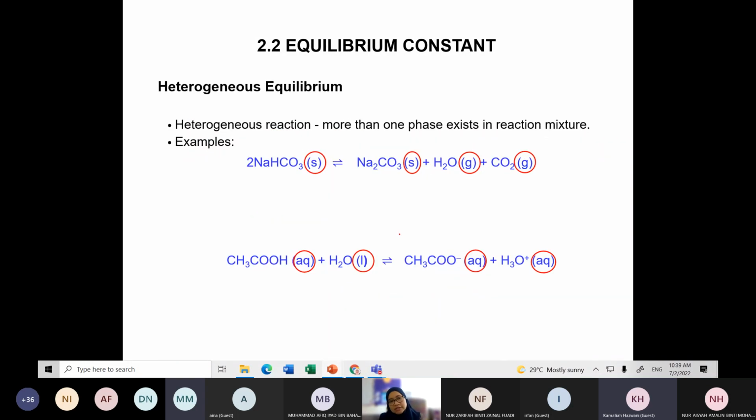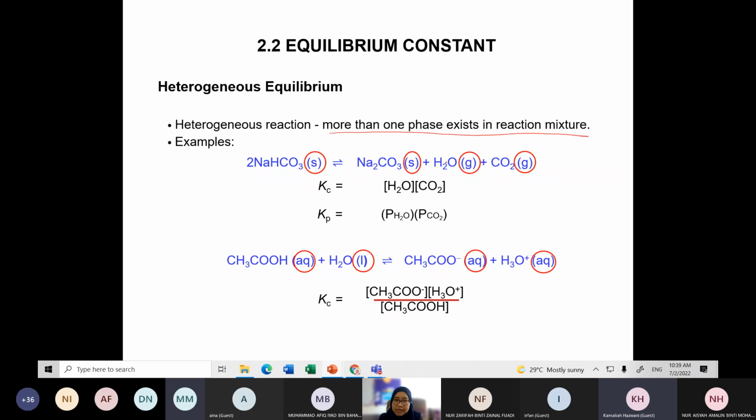So this is homogeneous, and heterogeneous means a mixture of phases. That means more than one phase exists in the reaction mixture. Look at this first example: sodium hydrogen carbonate in a reversible reaction producing sodium carbonate, which is solid, and H2O, and also CO2. This is the decomposition of sodium hydrogen carbonate. So we have a mixture of solid and gas.